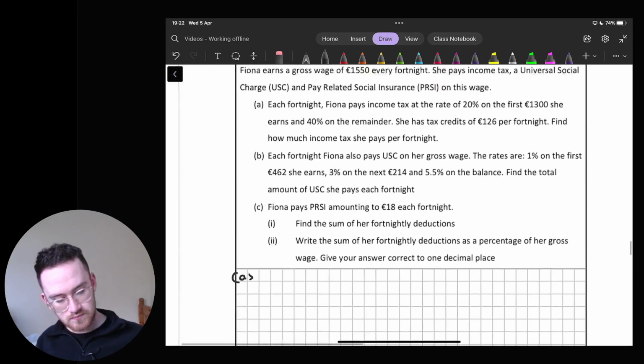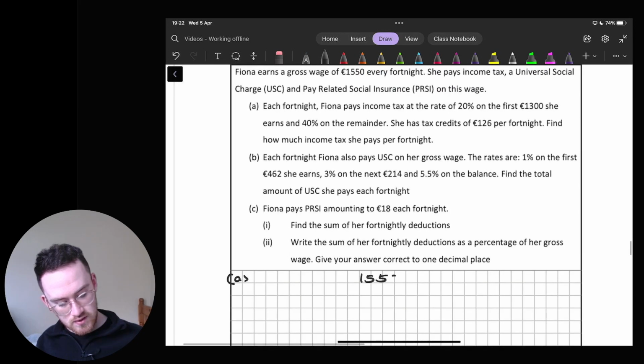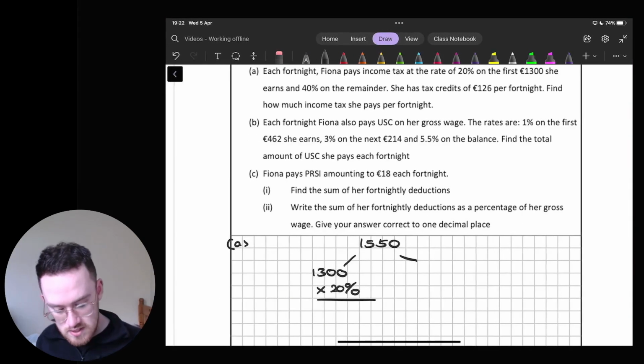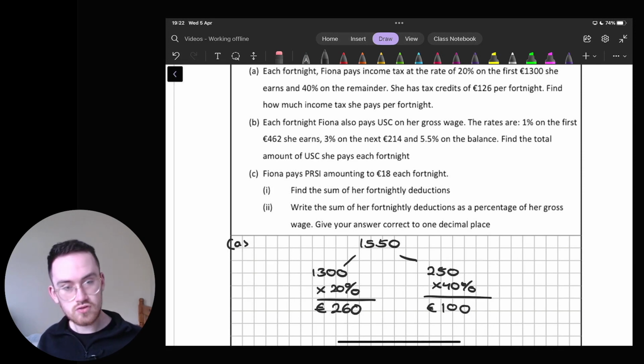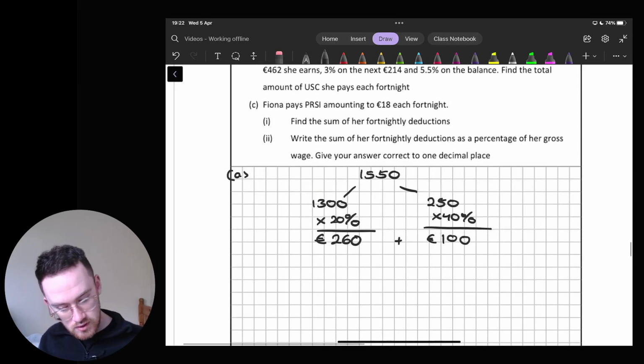So let's work that out. Her income tax. So she earns $1,550. On the first 1,300 of that, that's going to be the standard rate, and that will be 20%. So 20% of the 1,300 is €260. Anything over that, which is 250, is at the 40%. So 250 by 40% is €100. So 100 of her euro is going to be at that higher rate of tax. So she's paying €360 as her gross tax.